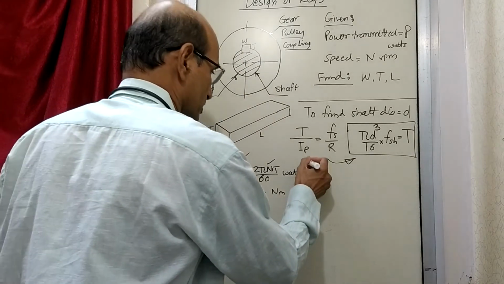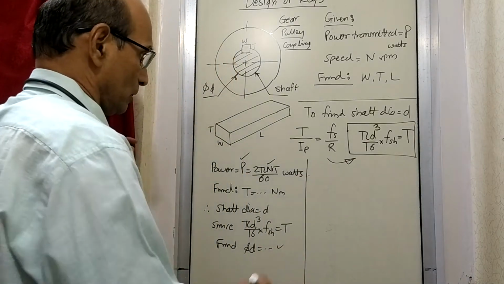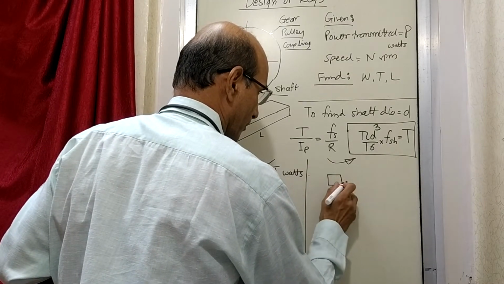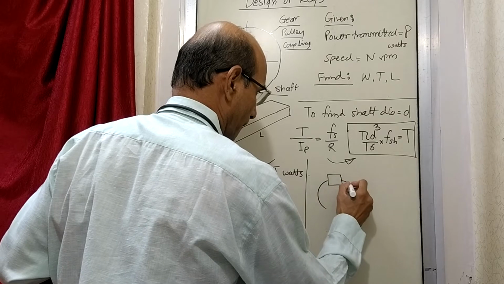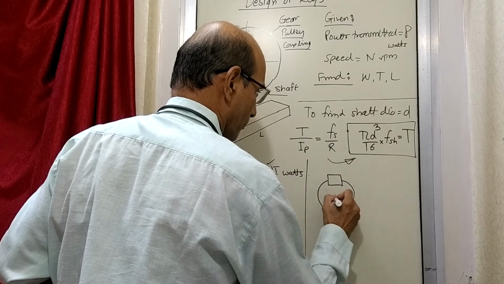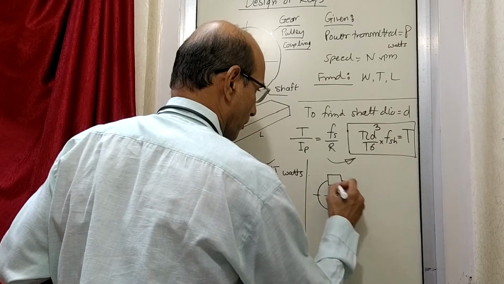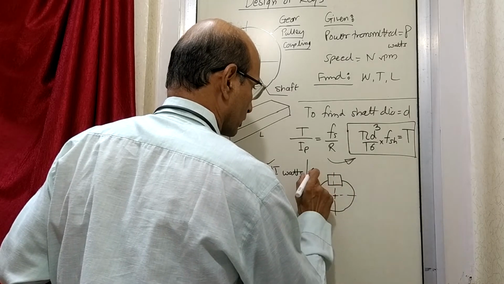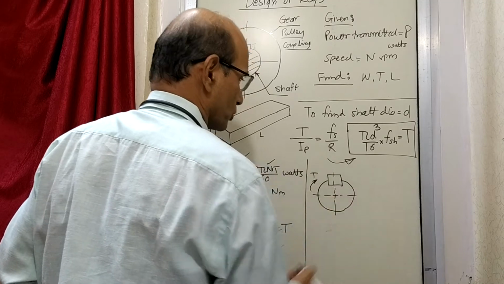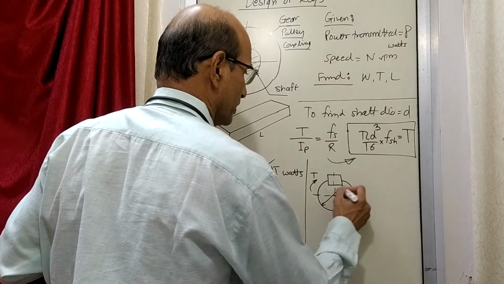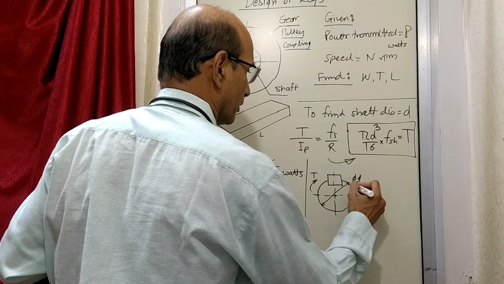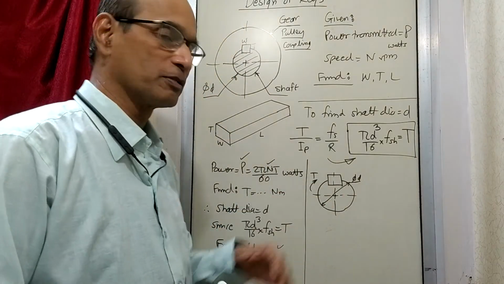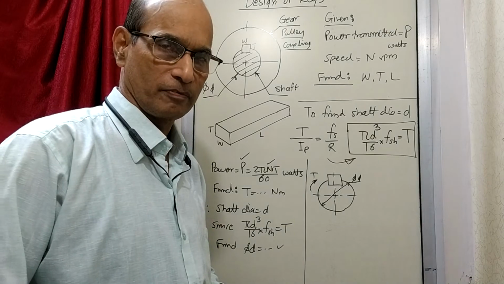So the next thing is, if I draw a key which is inside a shaft, which is rotating with torque T and some RPM, and it has a diameter D. Now what kind of failure will take place for the key, that is the question.